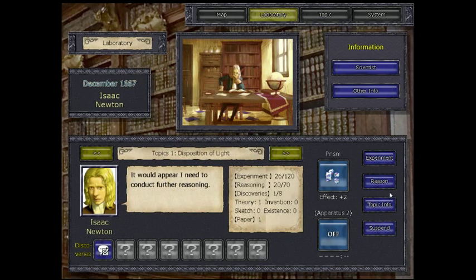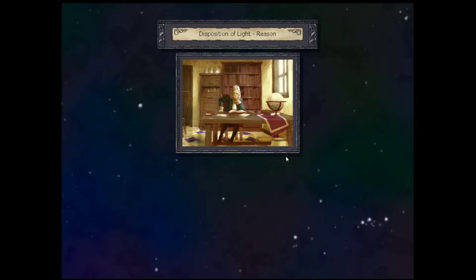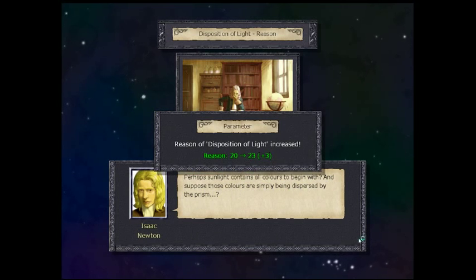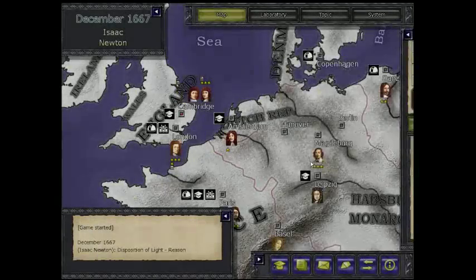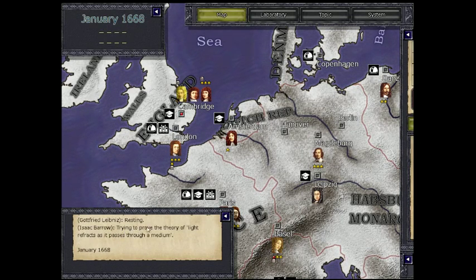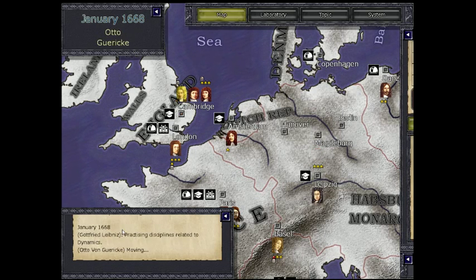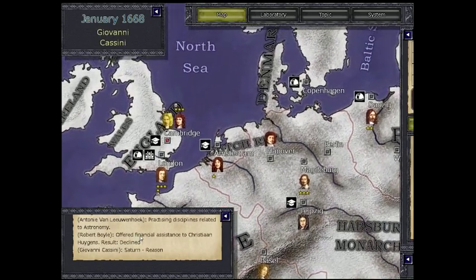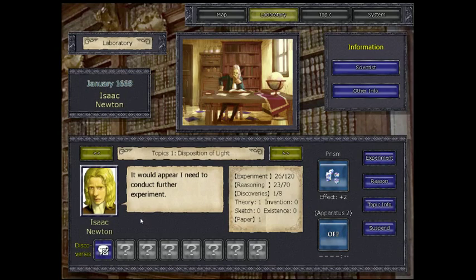Alright, let's go ahead and do some further reasoning. Perhaps sunlight contains all the colors to begin with, and suppose those colors are simply being dispersed through a prism. Reason of disposition of light has increased by 3. But that's it. Alright, you can track. Barrow is trying to prove theory of light. That's my theory. He wrote a paper on it. Is he going to publish it? Because mine's already published. Go back to that map.